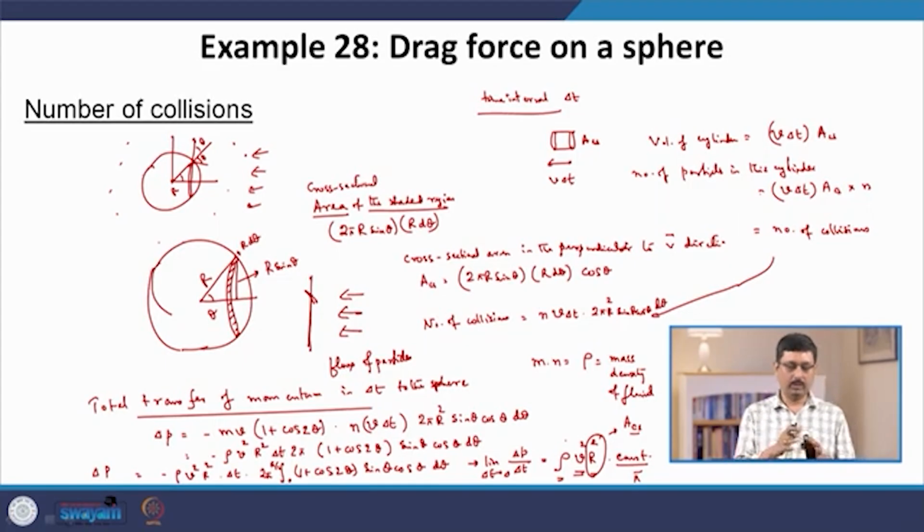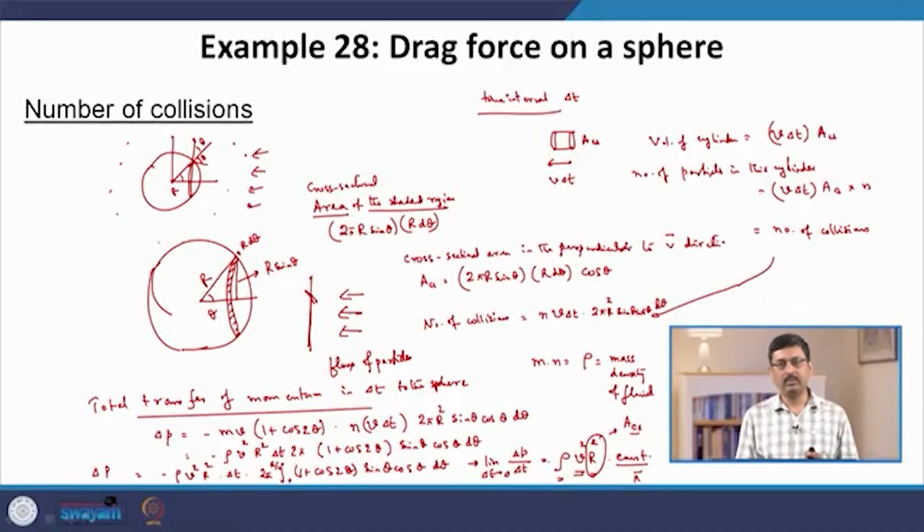Now, one more thing. We have considered a sphere, but it need not be a sphere, it can be of any other shape, and all that will change is the value of this integral. So, the details will change, but the fact that this force will be proportional to the density of the fluid, proportional to the velocity square of the object, and proportional to the cross sectional area, some linear dimension of the object squared, these facts will remain the same.